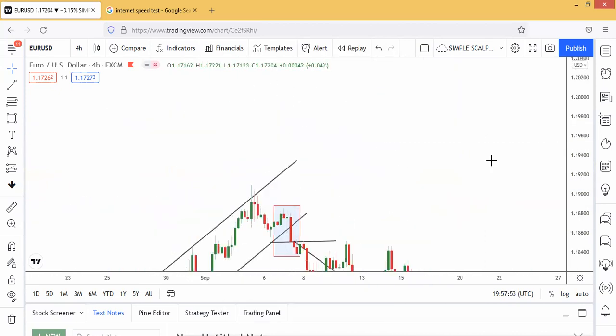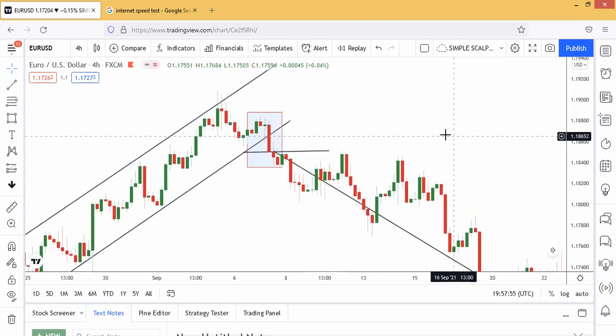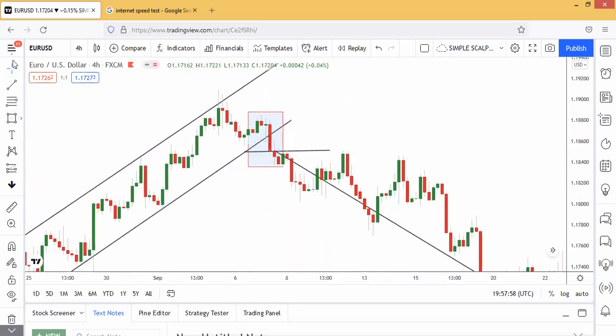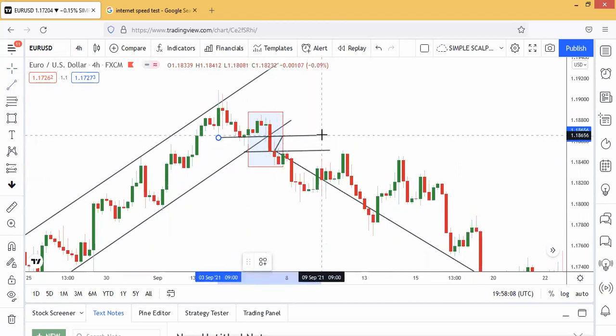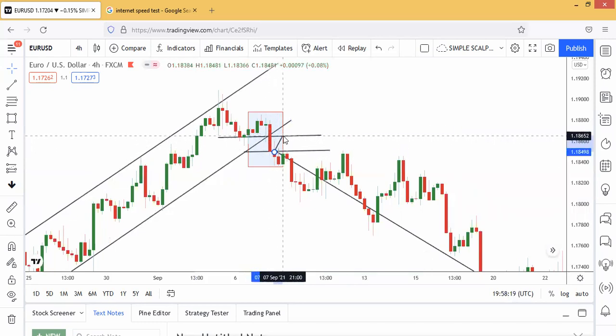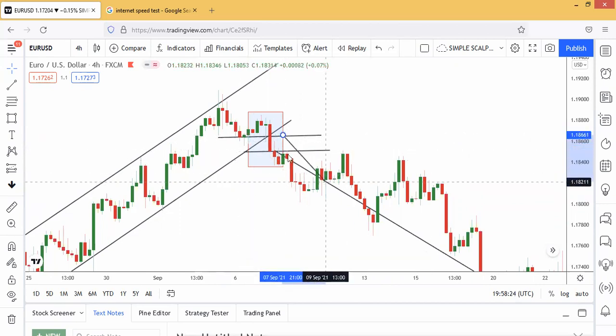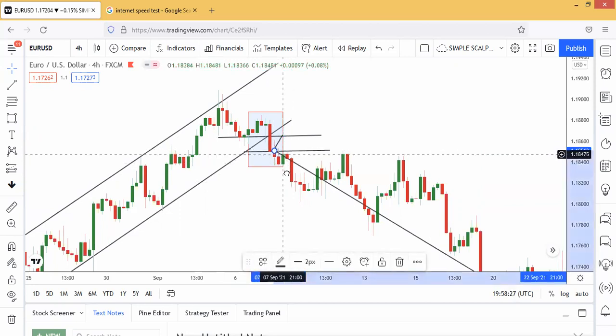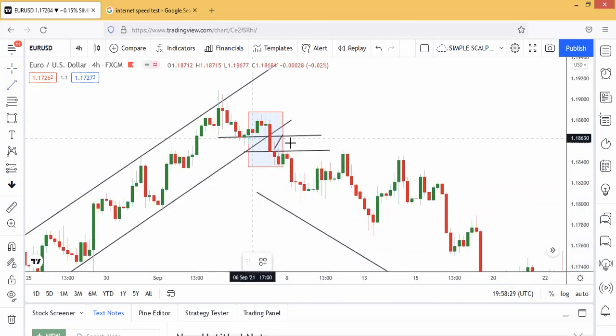But for a conservative trader, after this break right here on this candle, you wait for the retest on the same area, where we have the support now turned resistance. This is the support that got broken along with the trend. So you wait for price to retest this support that turned resistance. Then right there, you wait for a confirmation candle around this place.